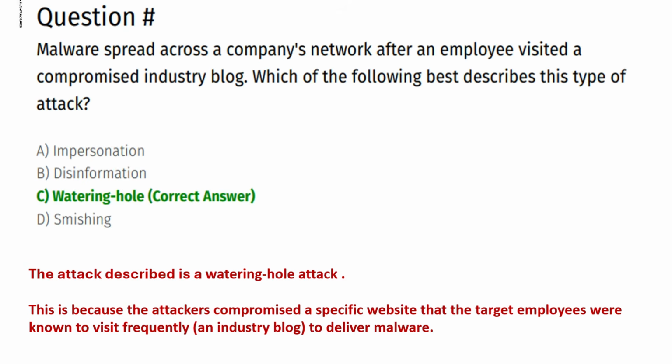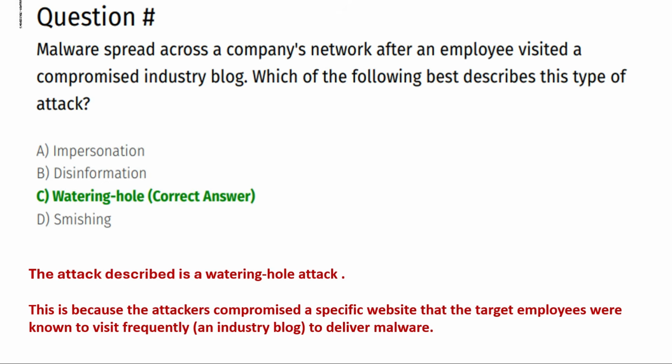Next question is, malware spread across a company's network after an employee visited a compromised industry blog. So which of the following best describes this type of attack? Option A, impersonation. Option B, disinformation. Option C, watering hole. Option D, smishing. And the correct answer for this question is option C, watering hole. So let's check the explanation.